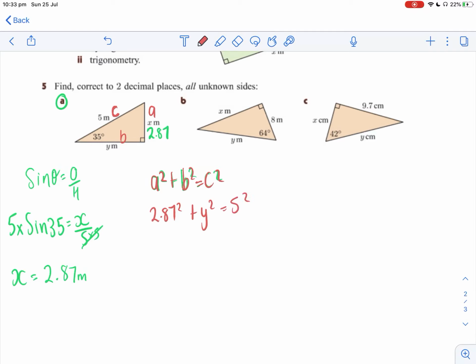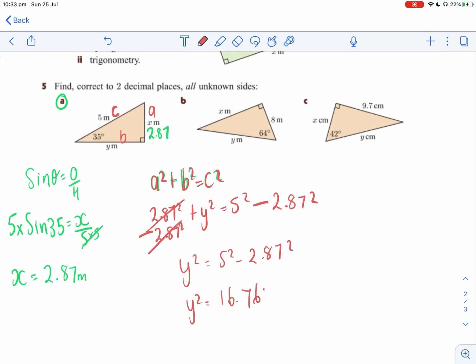I want to move this 2.87, so I'm going to minus it, 2.87 squared, and then minus it on this side, 2.87 squared. So y squared is 5 squared minus 2.87 squared, which is 16.7631. And the last step is to square root, so y is the square root of 16.7631, which is y is equal to 4.1 meters. There you are.